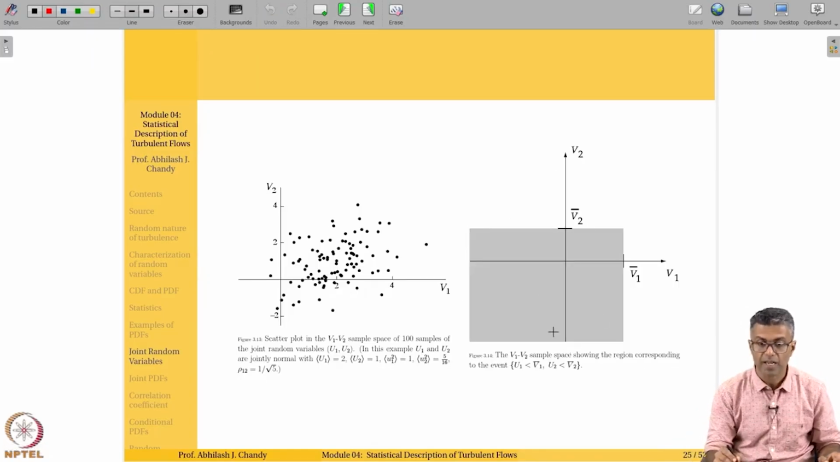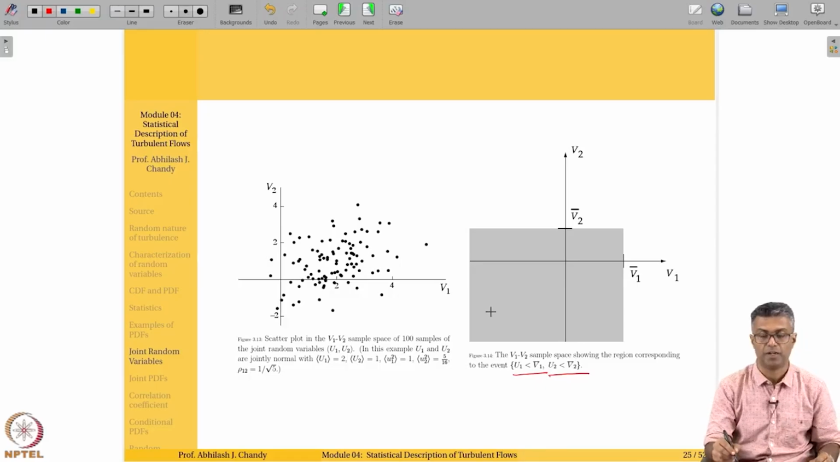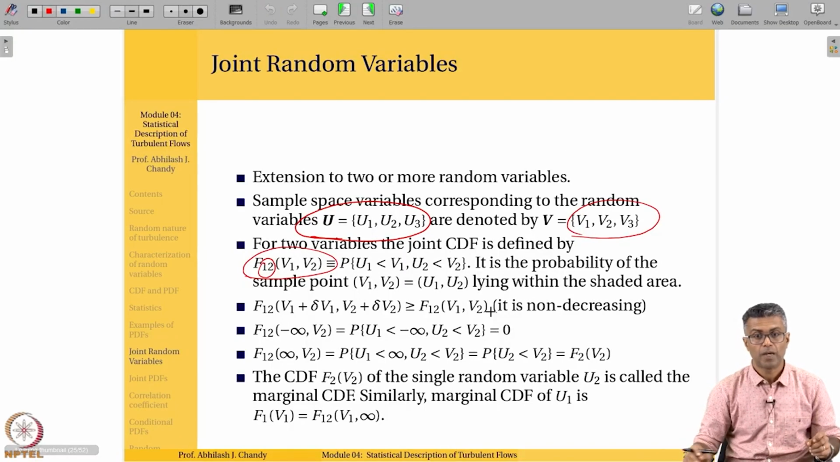So this is the CDF. What is shown here in the figure on the right is the CDF. So U1 less than V1 and U2 less than V2. Meaning, what is the probability that U1 is falling within this shaded area? What is the probability that this event is happening, and what is the probability that U2 is falling within the shaded area, as in U2 is less than V2? That is what the joint CDF is.